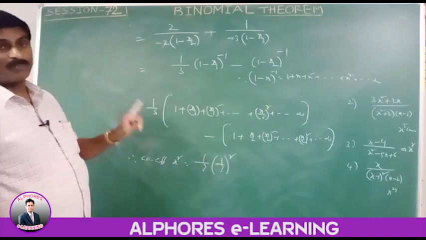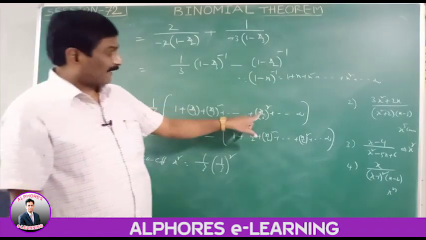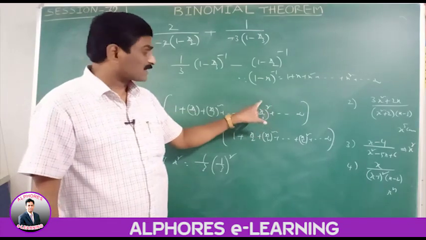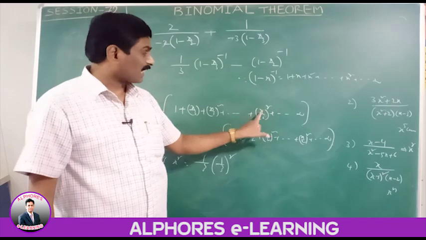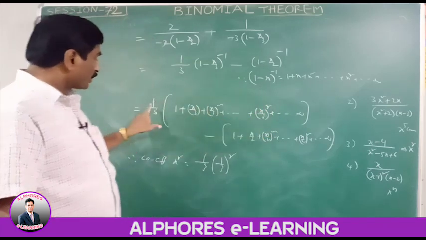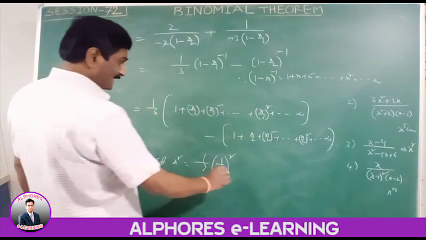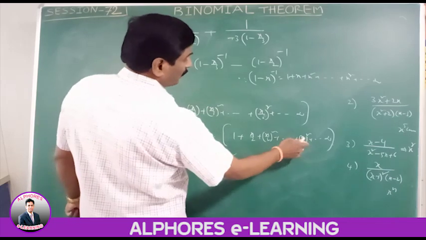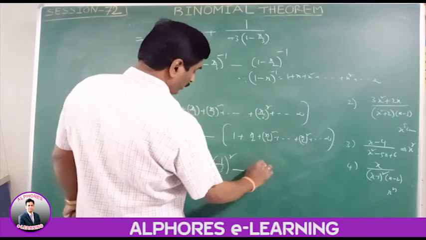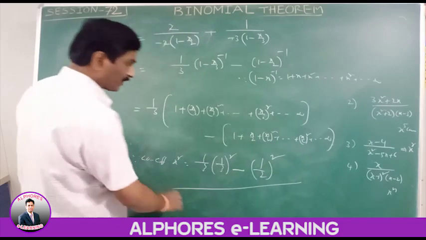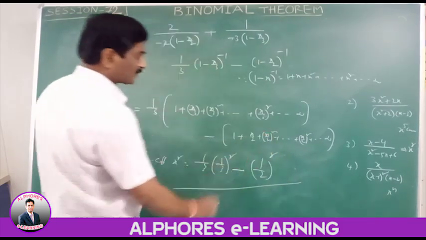Please observe this value. We find the coefficient of x power r. For getting x power r, (x by 3) whole power r means 1 by 3 power r into x power r. The coefficient of x power r is 1 by 3 power r into 1 by 3 minus, what is the coefficient of x power r, (1 by 2) whole power r. It is the required answer. Please note this value.